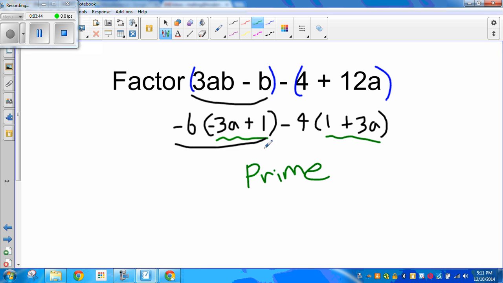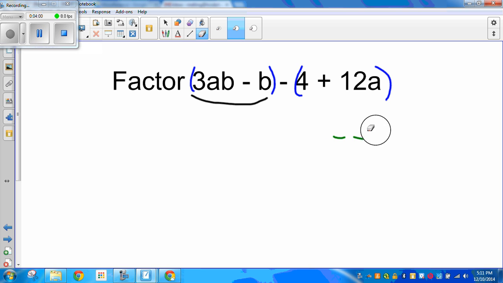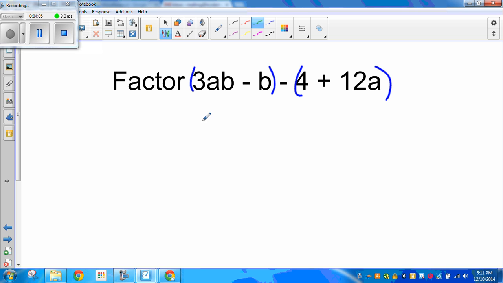Now you might be thinking, well, what about trying it a different way? What if you rearranged it? That's a good point. So I can try that if I want, but I might not get the same result. So we'll see. Let's try it a different way. If it doesn't work a different way, we'll know it's prime for sure. Remember earlier when we rearranged it? This time let's put, I don't know, the a's together. So I'm going to write it as 3ab plus 12a. Remember, you have to keep the sign that's in front. And then that would be minus b minus 4.